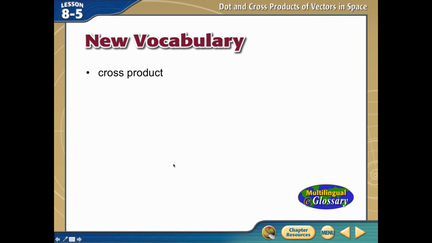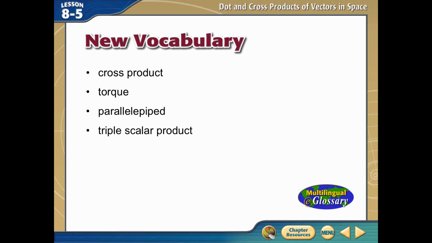So here's our new vocabulary: cross product. I will define that as we go through and do this. Torque is one of the things you can calculate using a cross product. And a parallelepiped is a geometric shape. We'll be talking about how to calculate area and volume, and the volume will be using the triple scalar product. A parallelepiped is basically a parallelogram that's not lying on a sheet of paper. It's kind of floating around in 3 dimensions.